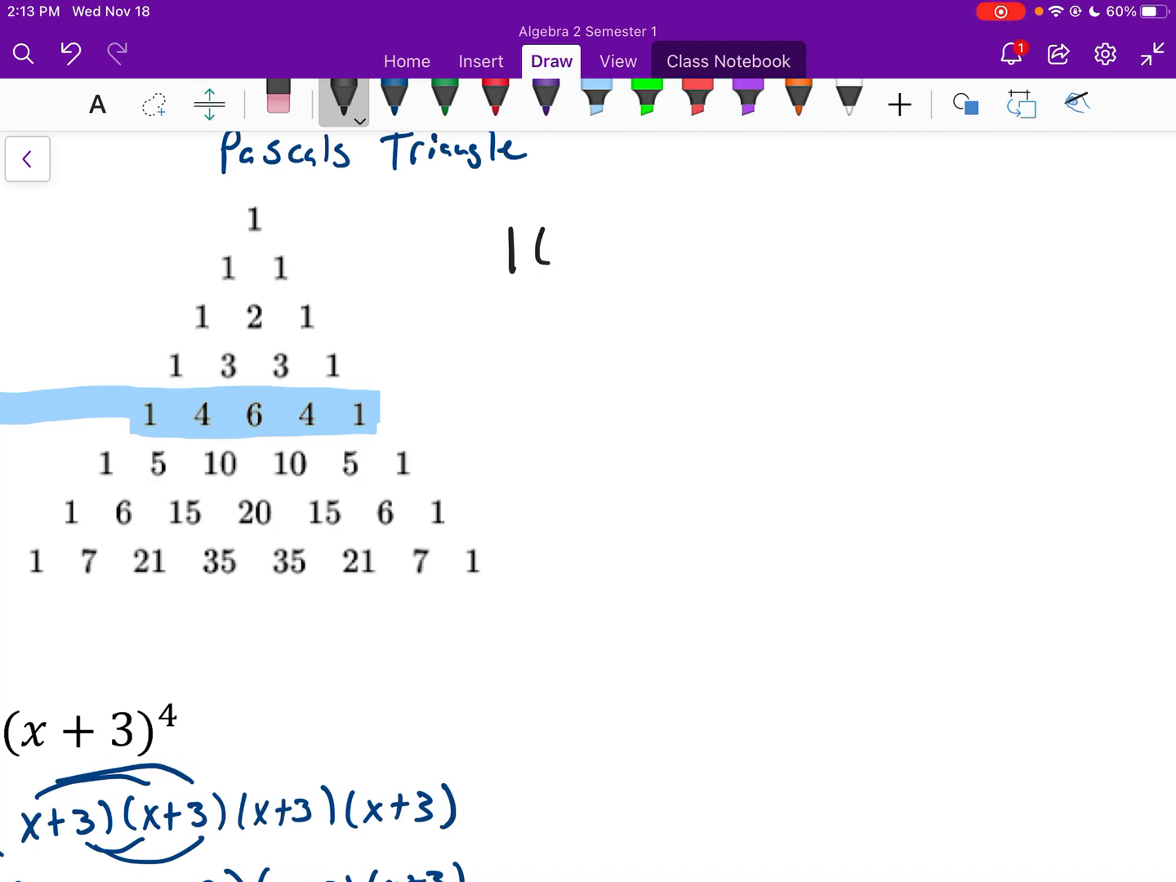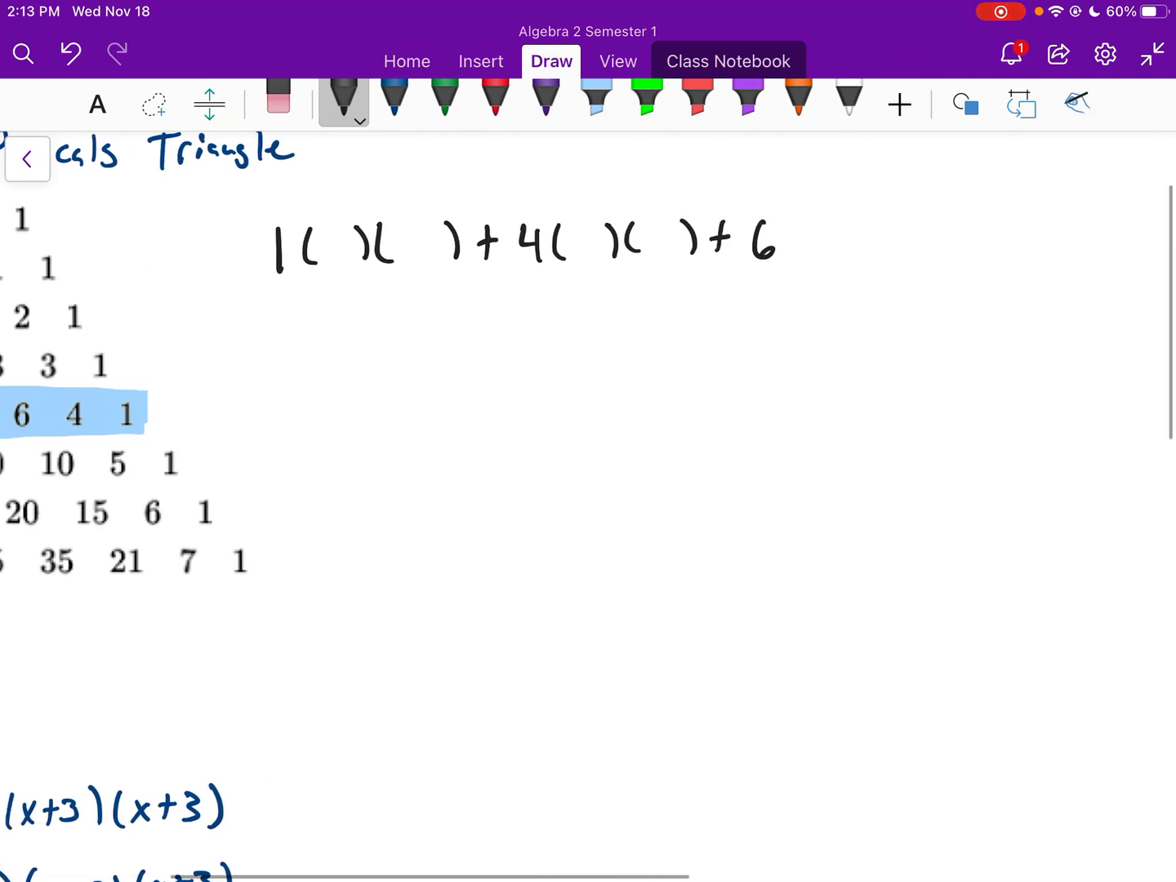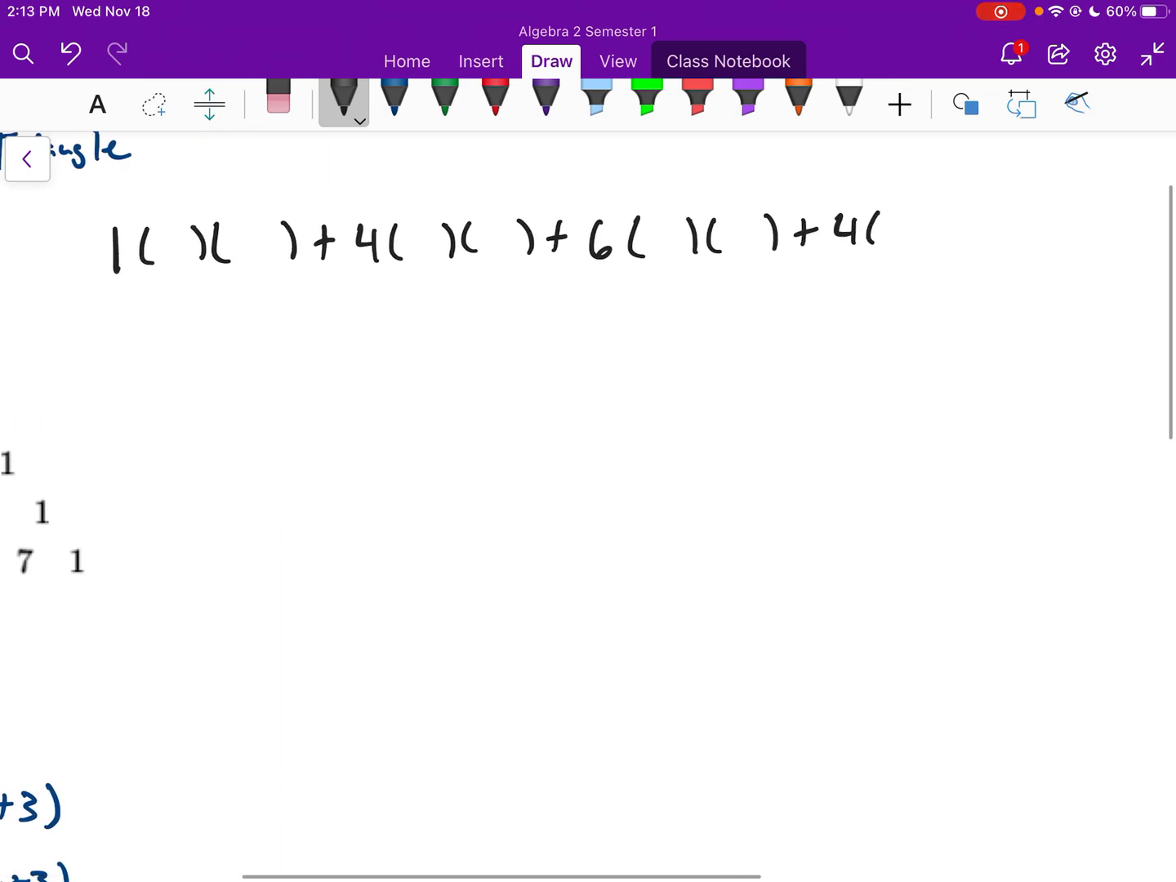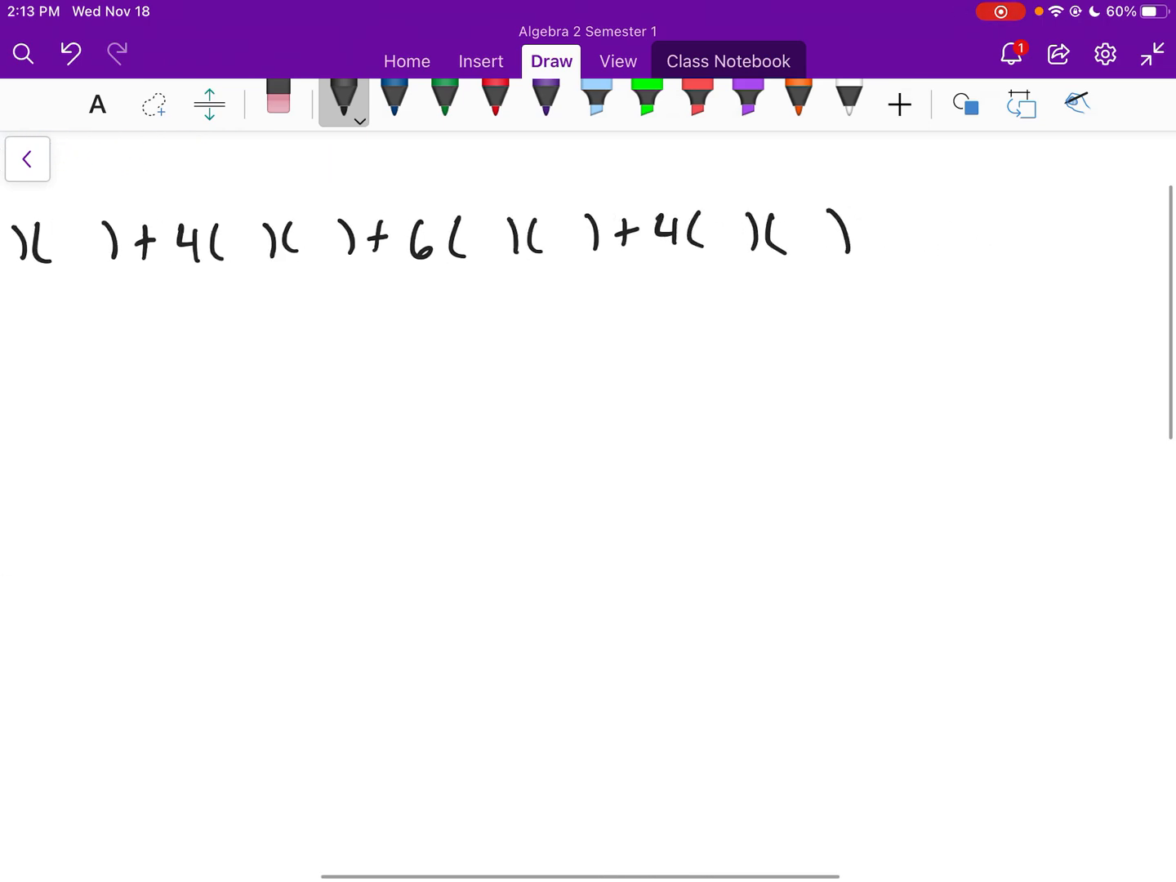So we have 1, and then we're going to take 2 terms. Those 2 terms are going to come from your binomial. Plus the 4 times those 2 terms again, plus 6 times 2 terms again, plus 4 times 2 terms again, and then 1.